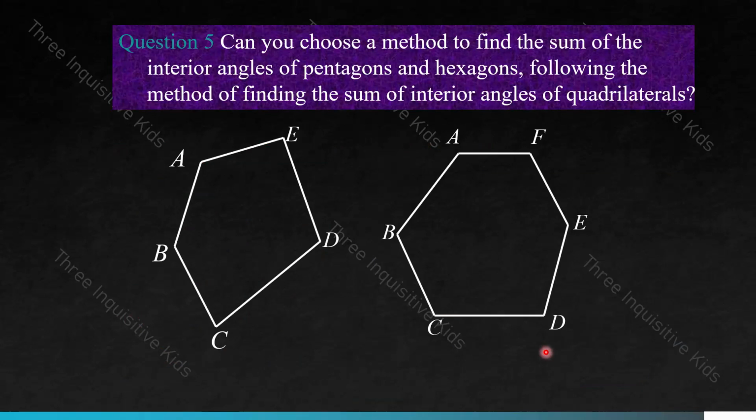Question 5. Can you choose a method to find the sum of the interior angles of pentagons and hexagons following the method of finding the sum of interior angles of quadrilaterals? So using the process of thinking of what we just did on quadrilaterals, please use the same method on pentagons and hexagons. Pause the video and try to see if you can do this.